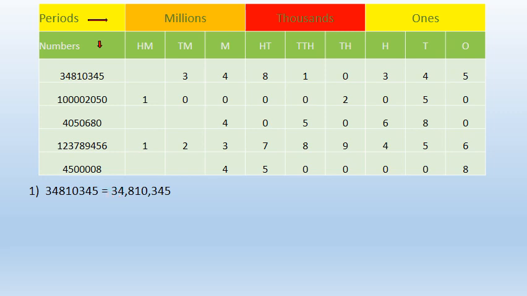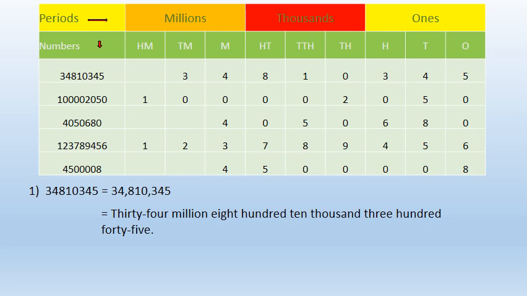So how we are going to read, students? Here 34 is which period? Million. So we are going to read it as 34 million. Then next is thousand period. So we are going to read it as 810,000. And the last one is 345. Let's see how we have written.